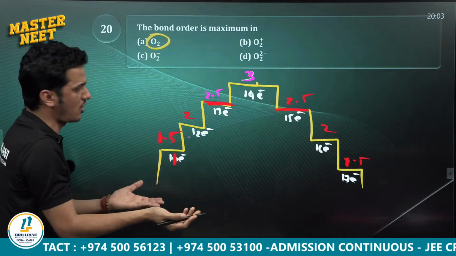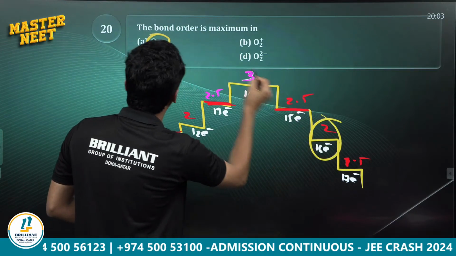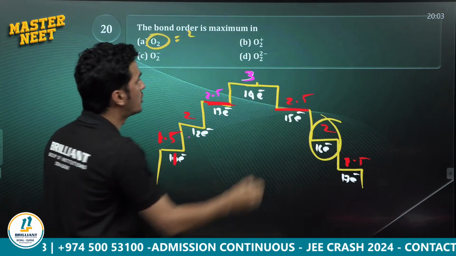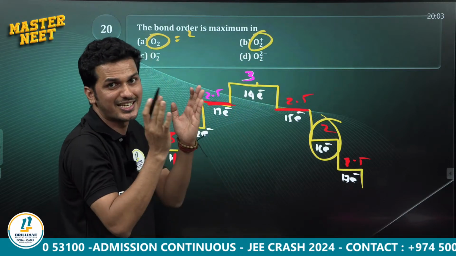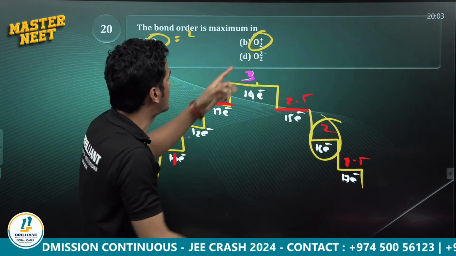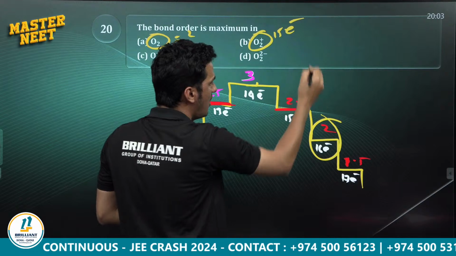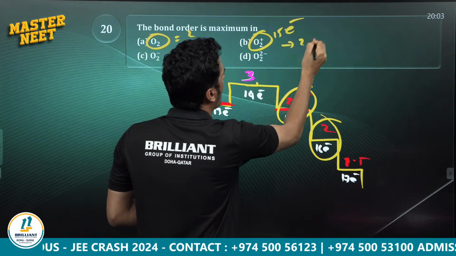O2 means 16 electrons. 16 electrons means bond order 2. O2 plus: from the 16, 1 electron is missing, so 15 electrons are there. 15 electrons means bond order is 2.5.